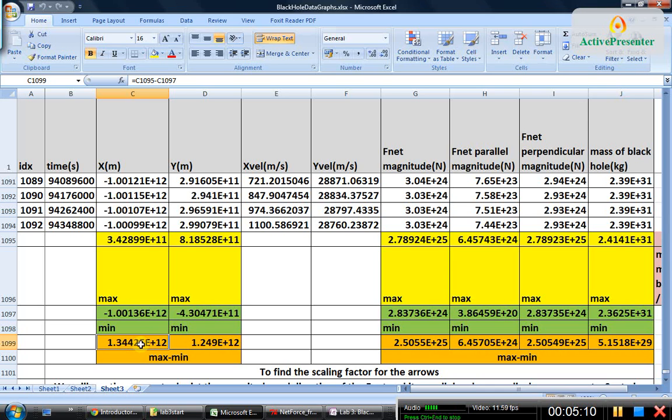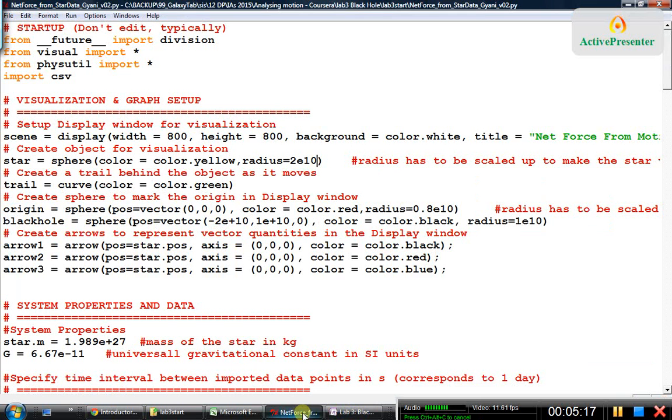So I want the diameter of the star to be comparable to this, so that's why I set it to 10 power 10. So then it becomes visible on my screen. Then the path of the star is shown in green color using this trail, and the origin is at 0, 0, 0. It is shown as a red dot, which is slightly smaller, so that's why I made it 0.8 e power 10 compared to 2 into e power 10 for the star diameter, star's radius.